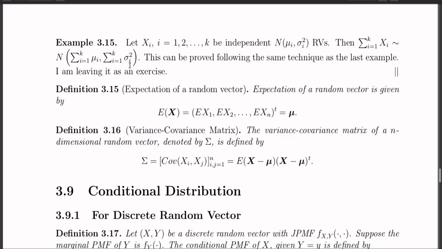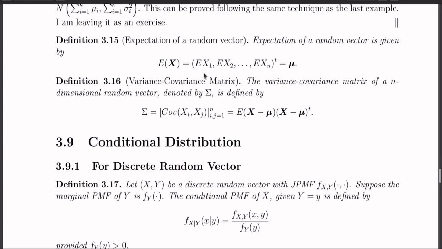Okay, so I leave it as an exercise. Please try to do this one. The technique is exactly the same as the previous two examples. So just try to do this. Okay. Now we are going to see two more definitions, and then I will stop.